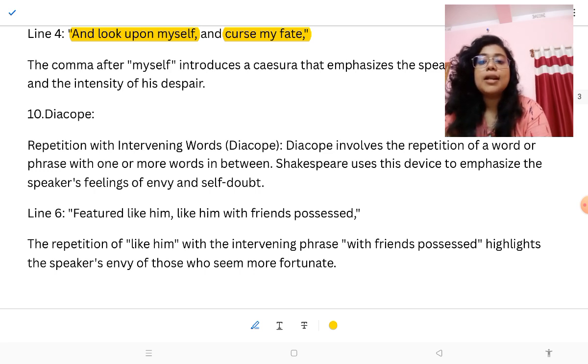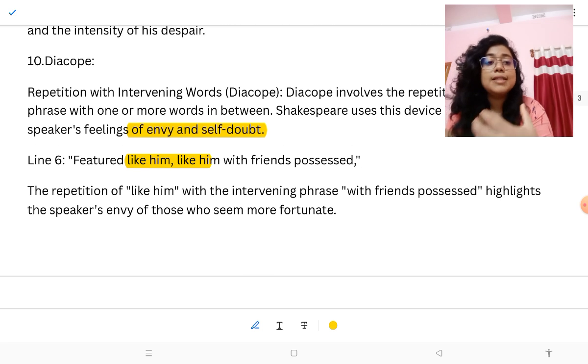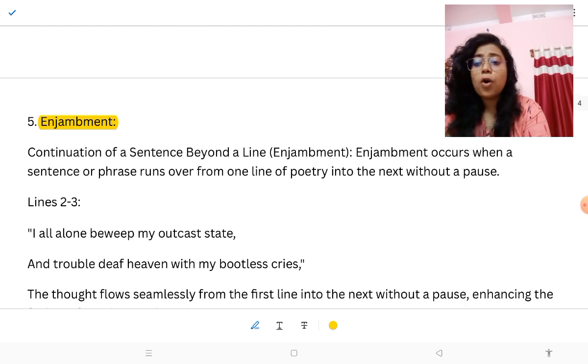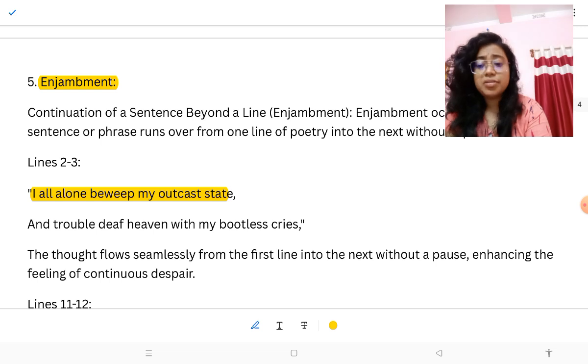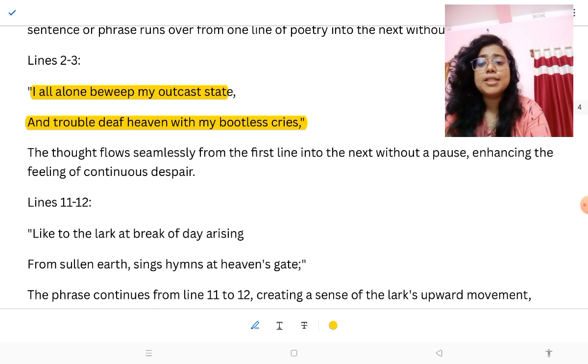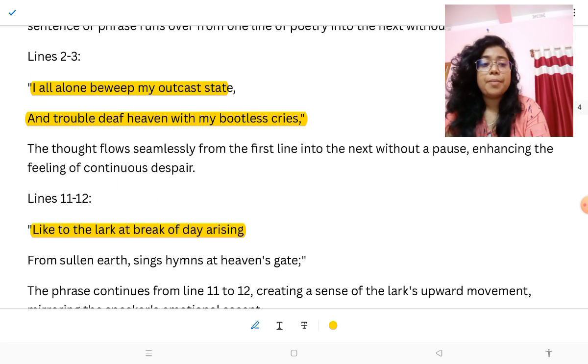Like "featured like him, like him with friends possessed" gives envy and self-doubt, showing that he is jealous of others and also doubting himself. Then enjambment is when the sentence is not finished in the line, like "I all alone beweep my outcast state", and this line is not finished here. So "trouble deaf heaven with my bootless cries", and "like to the lark" is also a use of enjambment.